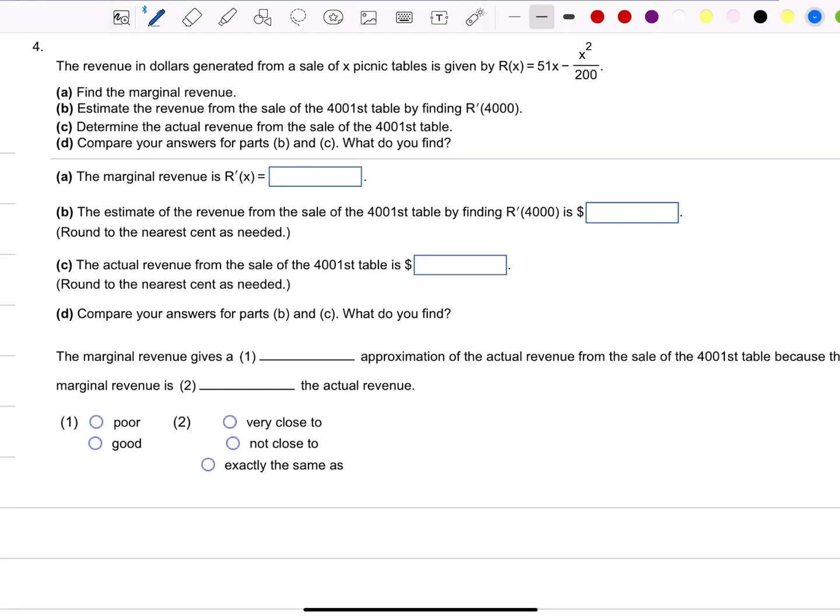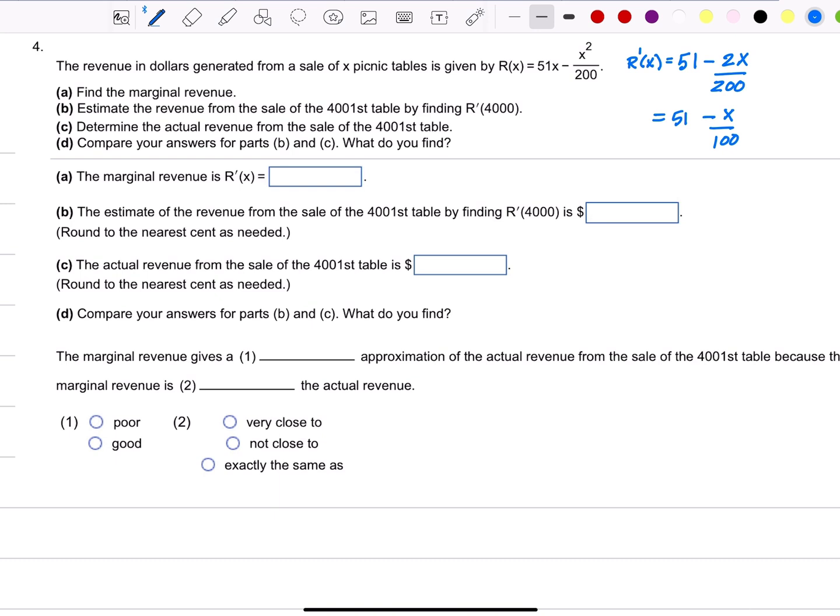The revenue in dollars generated from a sale of x picnic tables is given by R(x) = 51x - x squared over 200. Find the marginal revenue. Well, marginal means the instantaneous change in revenue, so that's going to be our derivative. So 51 minus 2 times x over 200 is going to be 51 minus x over 100. You can just reduce that fraction 2 over 200 to 1 over 100. So that's our formula for our marginal revenue.